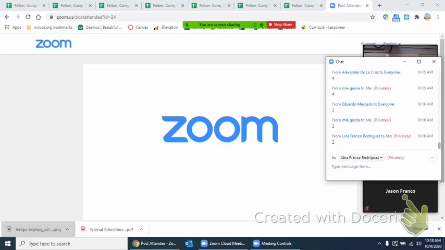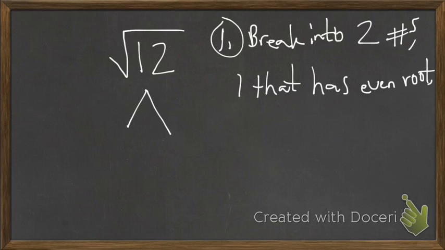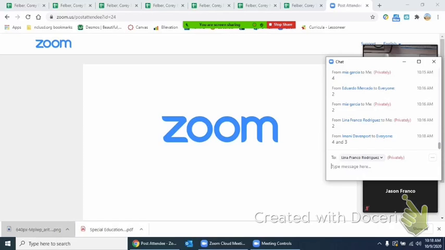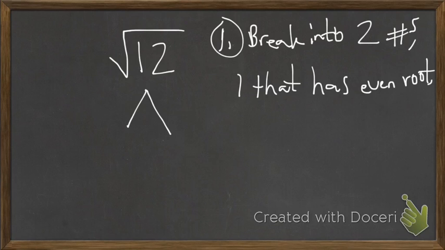Okay, so what are we thinking? We have 12, okay? What two numbers multiply together to get 12 with one of those having an even square root? Nice. Good. It's got to be 4 and 3, right?